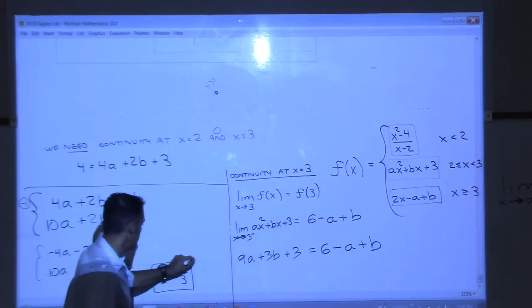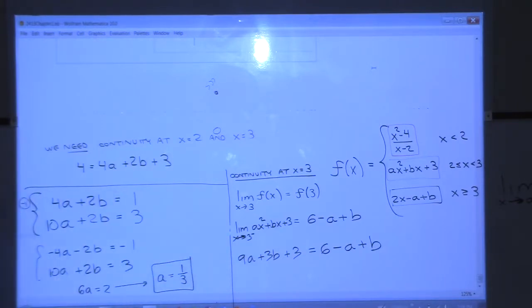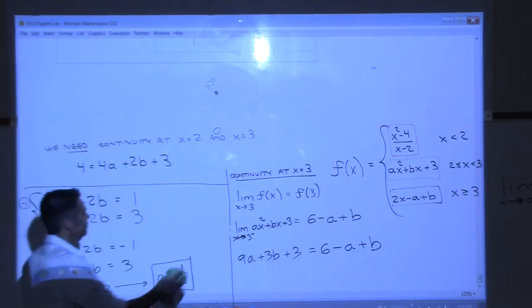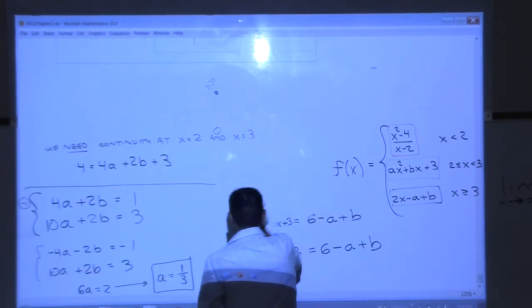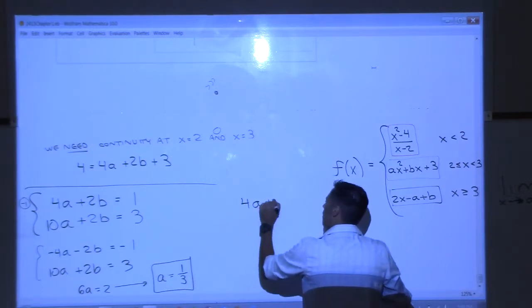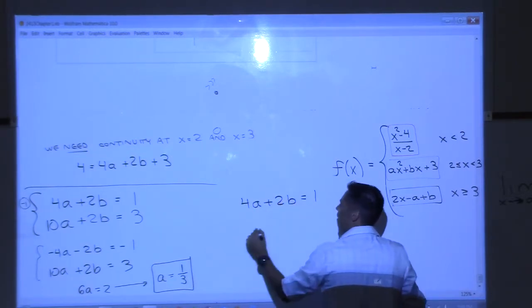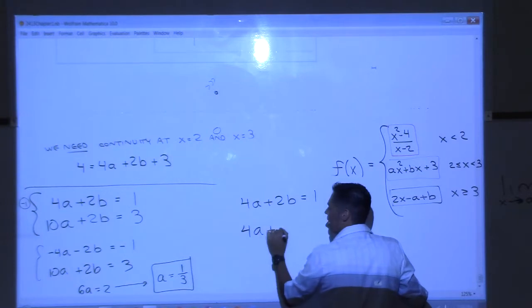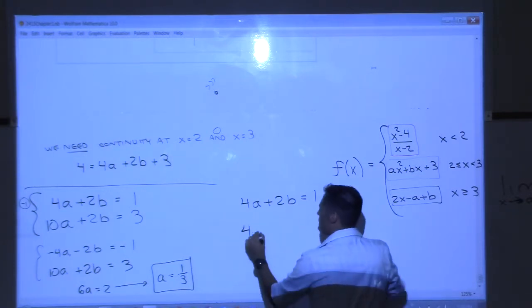So guess what, everyone? We know what a needs to be. And once you know what a is, you go get b. And how do you get b? Plug it into what? Whichever one. Doesn't matter. Okay, so now I'm going to go get b. And I'm just going to use the top one. 4a plus 2b was equal to 1. I'm going to replace a with 1/3.